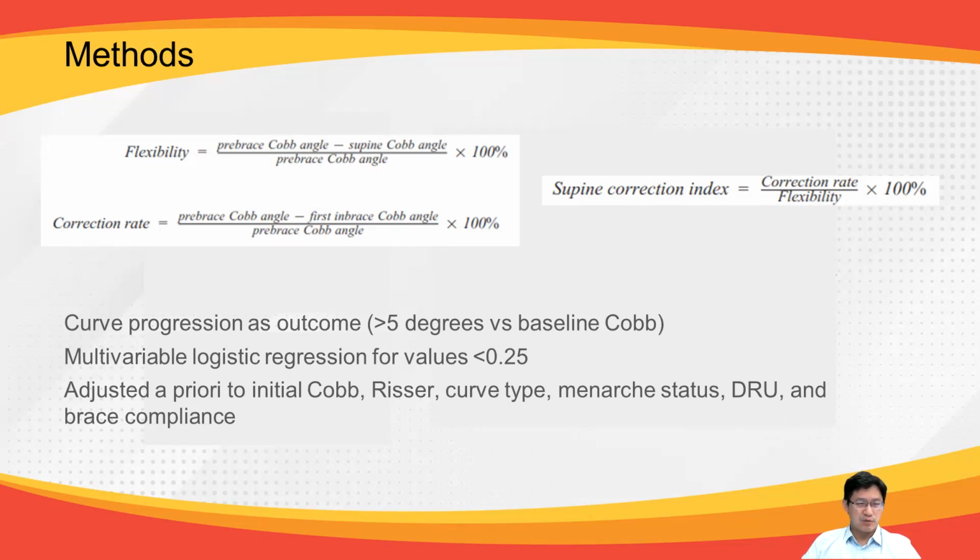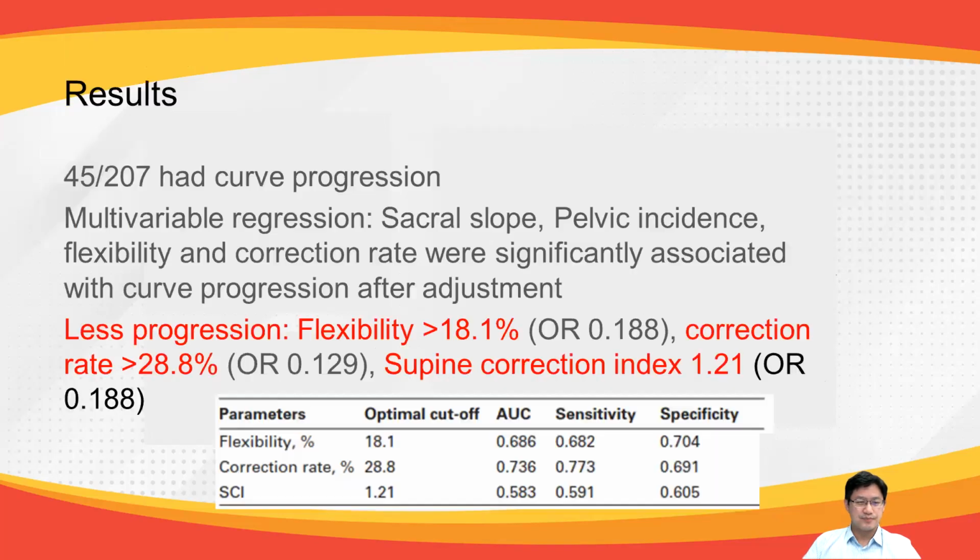Curve progression was our main outcome, with more than 5 degrees versus baseline Cobb indicating progression. We used a multivariate logistic regression for any values less than 0.25 from a univariate analysis, adjusted for the initial Cobb, Risser, curve type, menarche status, distal radius and ulna classification, and brace compliance, to make sure that we are only comparing the flexibility and in-brace correction.